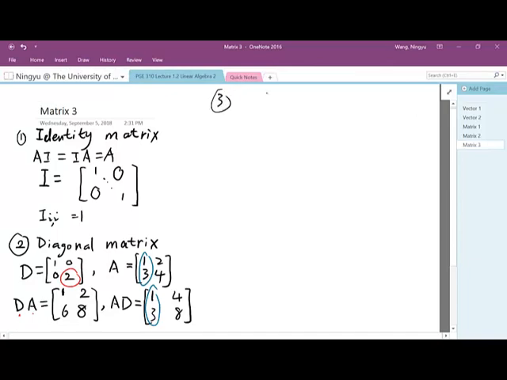And then, symmetric matrix. A symmetric matrix means a matrix equal to its transpose. If you write out all the elements, it means A_ij equals A_ji, where i and j are 1, 2, 3, 4, 5, 6, 7.